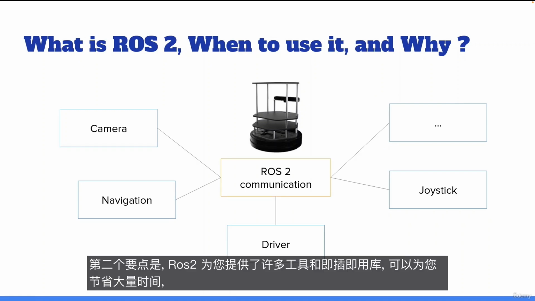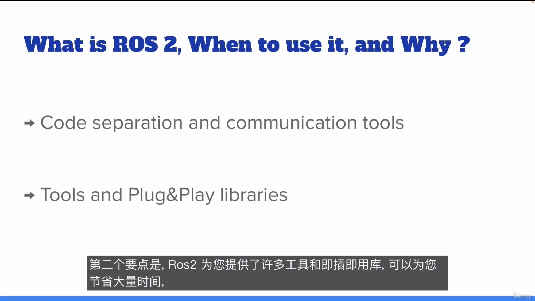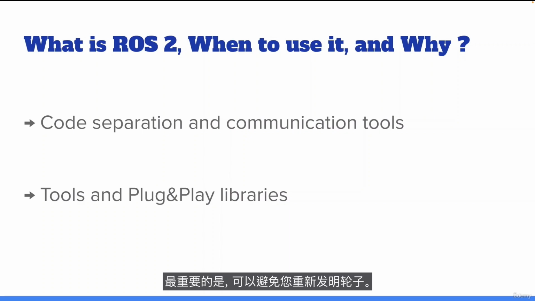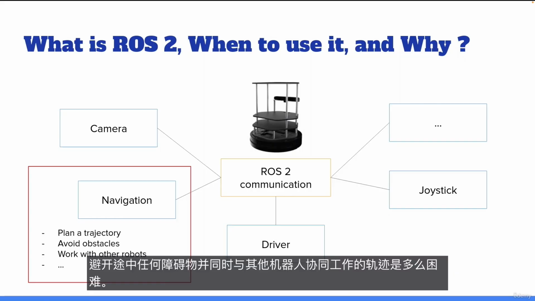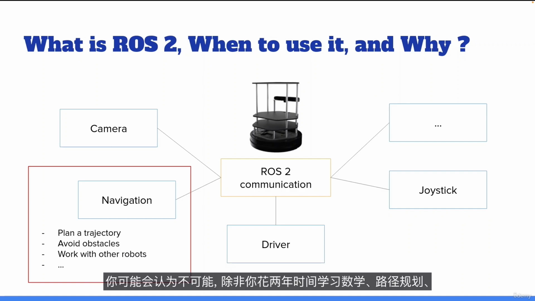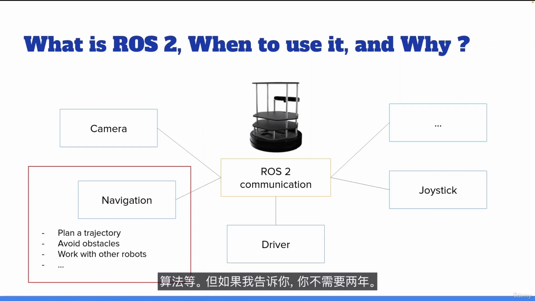The second main point is that ROS2 provides you with many tools and plug-and-play libraries that will save you a huge amount of time. And most importantly, that will prevent you from reinventing the wheel. If we come back to the mobile robot, imagine how difficult it can be to compute a trajectory which will make the robot move smoothly, avoid any obstacles on the way, and also work with other robots at the same time. Impossible, you might think, unless you spend 2 years studying mathematics, path planning algorithms, etc.